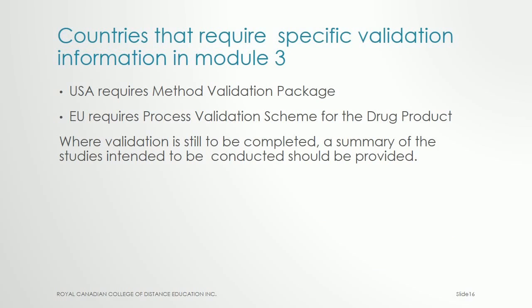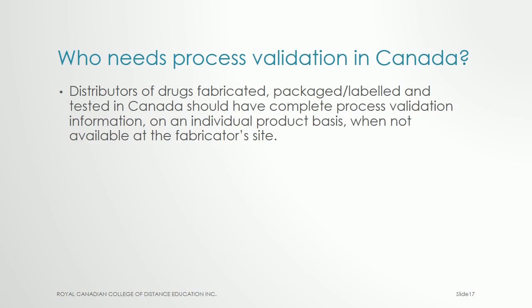Countries that require specific validation information in Module 3. USA requires Method Validation Package. EU requires process validation scheme for the drug product. Who needs process validation in Canada? Distributors of drugs fabricated, packaged, labeled and tested in Canada should have complete process validation information, on an individual product basis, when not available at the fabricator's site.